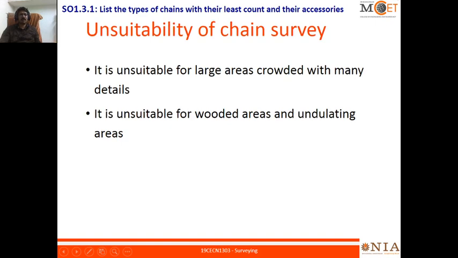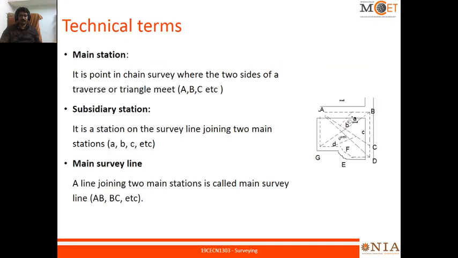Unsuitability is for large areas crowded with many details. We can't use the chain there. It is also unsuitable for wooded areas and undulating areas where we can't measure the detailed things. These are the unsuitability points for chain surveying.